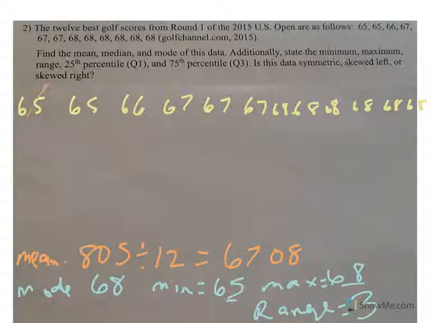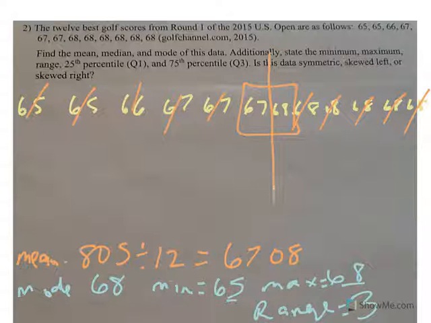To find the median, low, high, low, high, low, high, low, high, low, high. I have 2 in the middle. So my median is going to be between those. And if I take 67 plus 68 and then divide by 2, my median is 67.5.